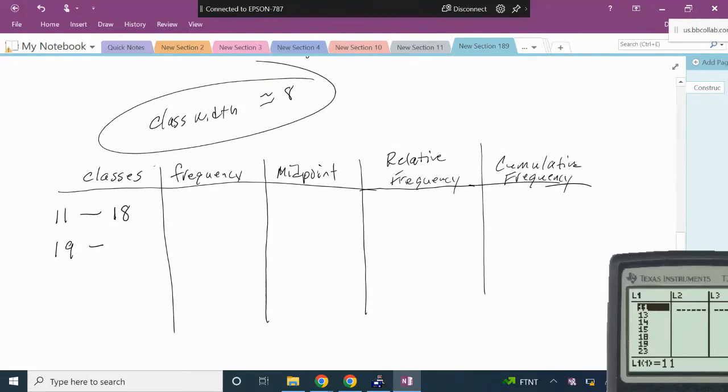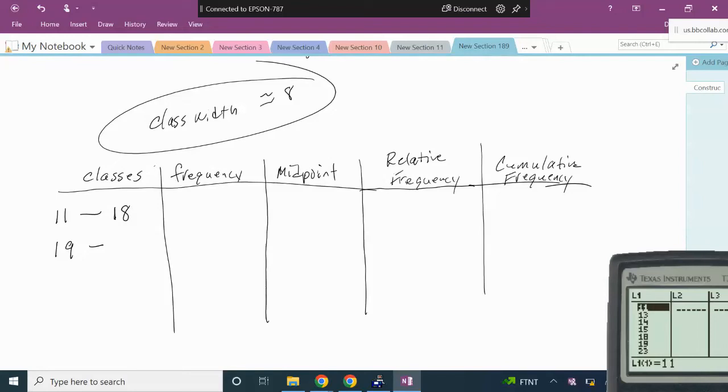That's right, the class width. So think about it now. If I take 11 through 18 and just subtract 11 from 18, I get 7. But if I count 11, 12, 13, 14, 15, 16, 17, 18, I get 8. So this is why I did this. I found the smallest number, which was 11, and then I added 8 to the 11 to get 19. So that means the upper class limit for the first class should be 18, right?